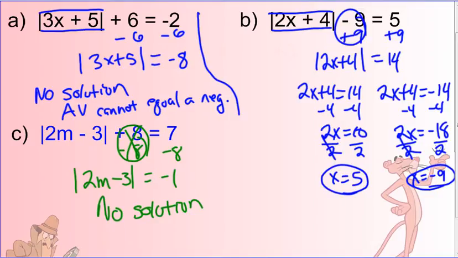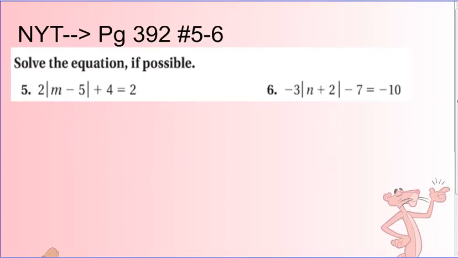Okay. Two problems for you to try. It says solve the equation if possible, which means it might not be possible, but it might be. So solve these two if possible right now. Okay, so let's see how you did.